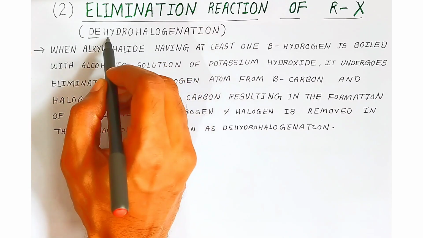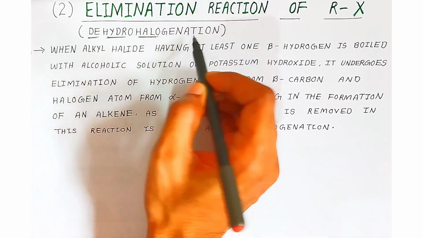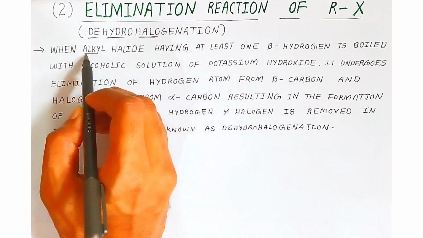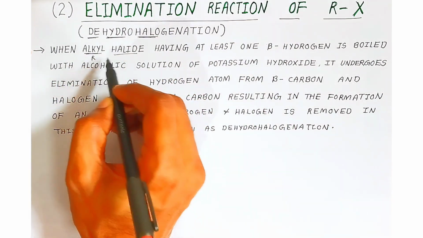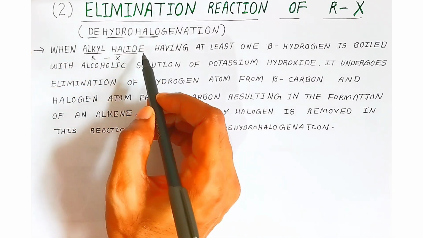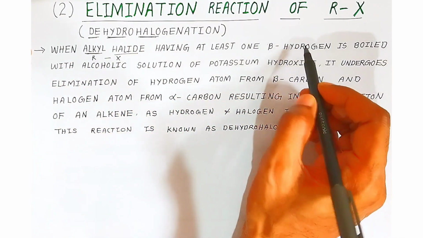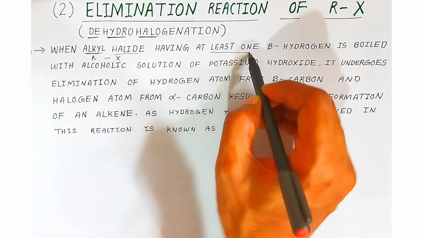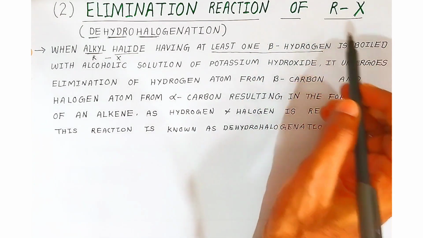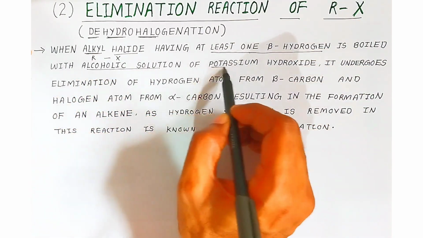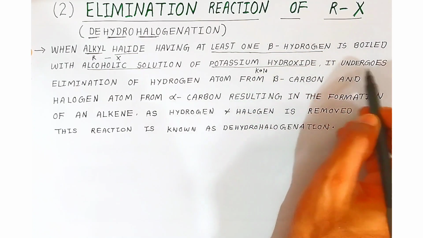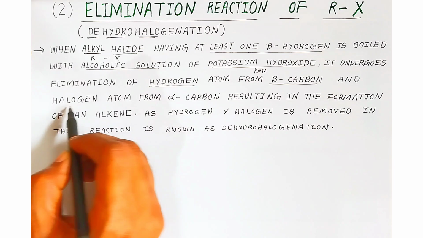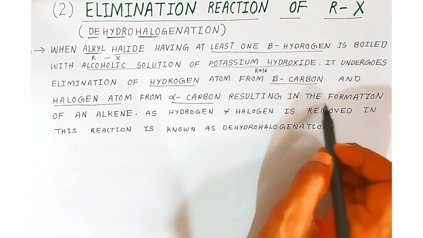D stands for removal of hydrogen and halogen from the alkyl halide, which is called dehydrohalogenation. Alkyl halide, the alkyl stands for R and halide stands for X. We are going to take the alkyl halide that should carry at least one beta hydrogen. That alkyl halide is boiled with alcoholic solution of potassium hydroxide, that is KOH. It undergoes elimination of hydrogen atom from beta carbon and halogen atom from alpha carbon, resulting in the formation of alkene.